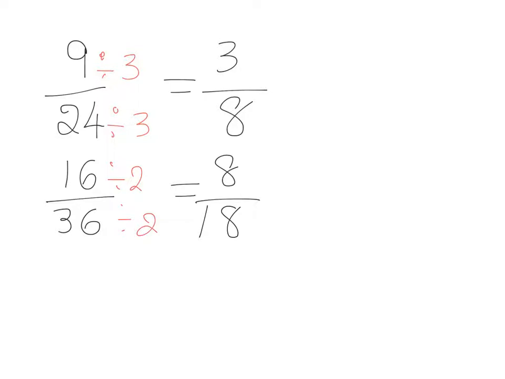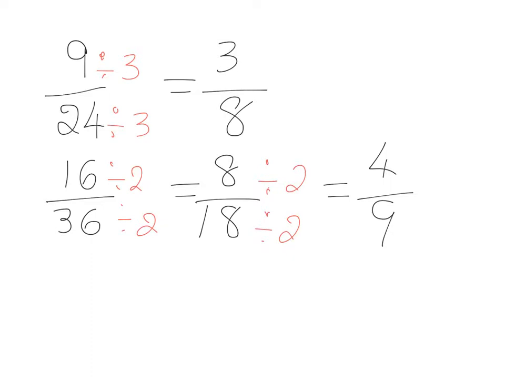Now, 8 and 18, can they still be divided? They're both even numbers, so yes, we can. We can divide by 2 again. So 8 divided by 2 is 4. 18 divided by 2 is 9. 4 and 9 have nothing in common. There's nothing that divides both of them, so we're done.